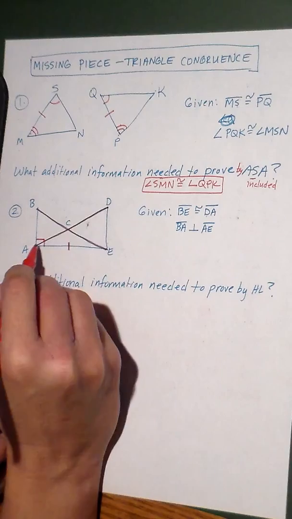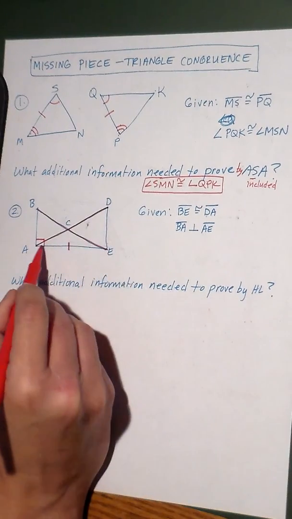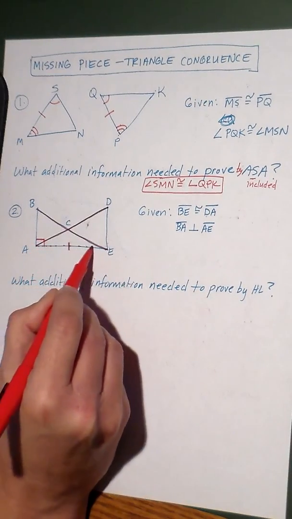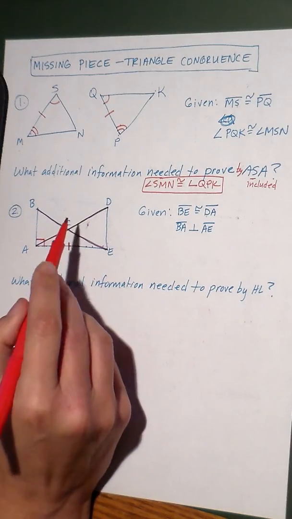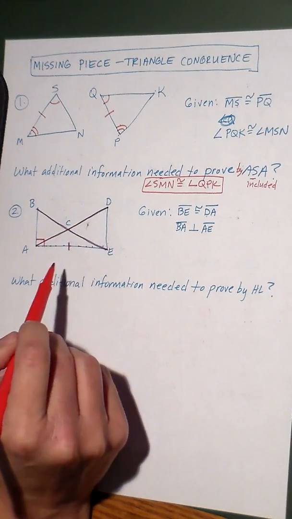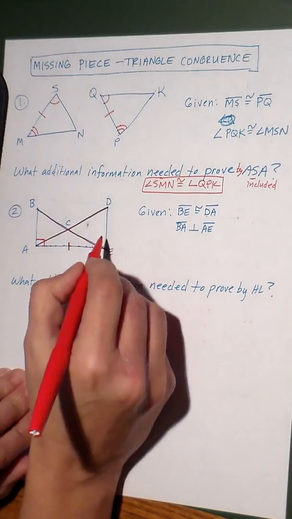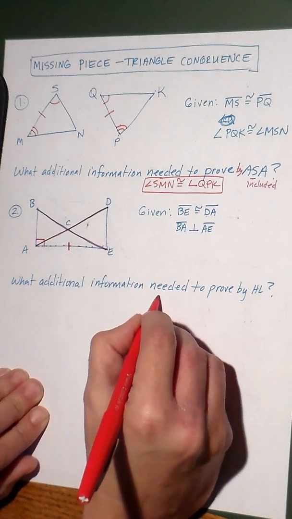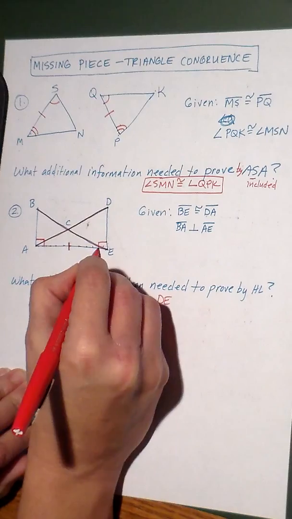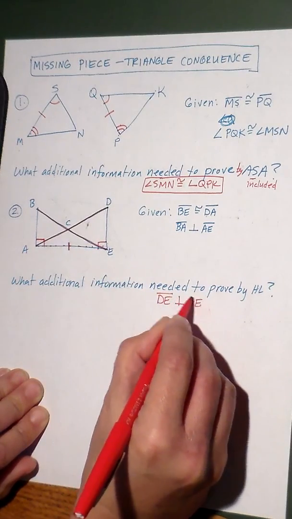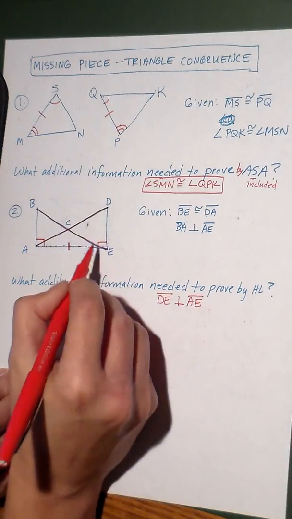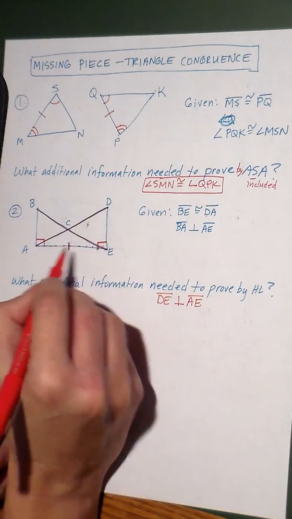We've got one right angle. So in order to use HL, I've got a leg right here, and then I have the hypotenuses, hypotenuse, I don't know how you say the plural, of the two triangles right here. So the additional information I would need is how to make this a right angle. So I would have to know that DE is perpendicular to AE. That would give me this one, which would give me the two right triangles.